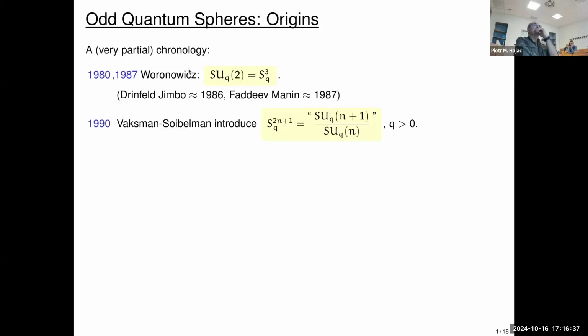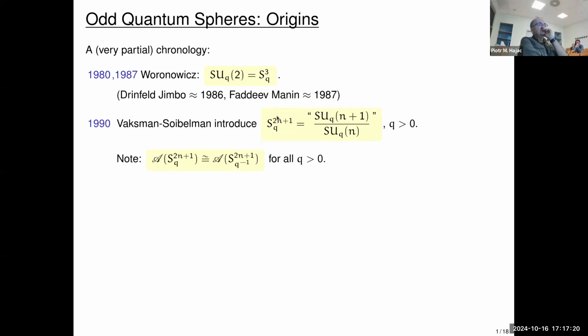So a bit later, actually in 1990 exactly, Vaksman and Soibelman introduced the odd-dimensional quantum spheres as quantum homogeneous spaces for quantum unitary groups. So here q is a deformation parameter, a positive real number. When q is equal to 1, you get an ordinary sphere. And this that you see on the screen is the notation that I use for the sphere. n is a natural number including 0, and this is S^{2n+1}_q, where 2n+1 is what we think is the dimension of this quantum sphere.